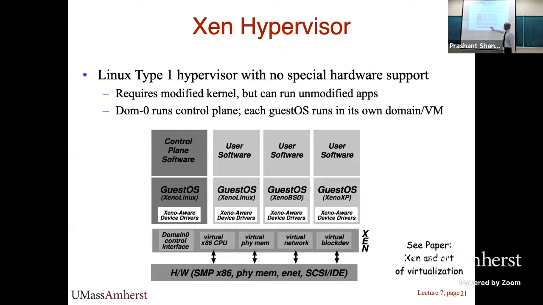Okay, and that's the picture shown here. So you have your hardware. Okay, this is Xen that you've booted here. And then you have a guest operating system, Linux, that's running here, that is running all the control elements of the virtualization layer. So this is called domain zero.